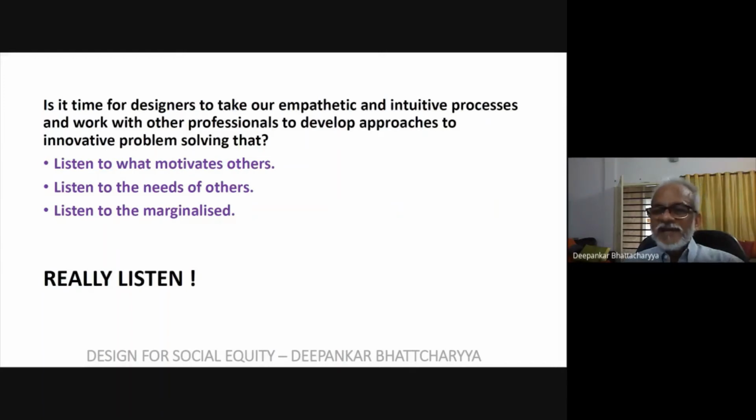This is what I think. This is where I think design or designers can start, if they want to make some sort of an impact in their larger community. And if at one point we want to have a culture of design, an equitable culture of design around us, in our surroundings.